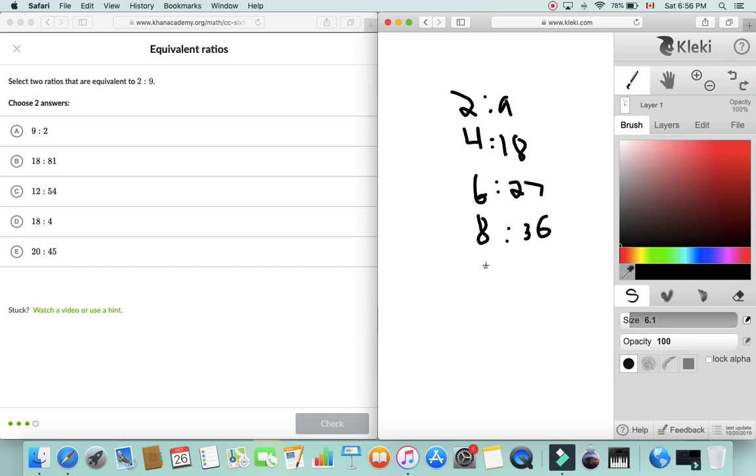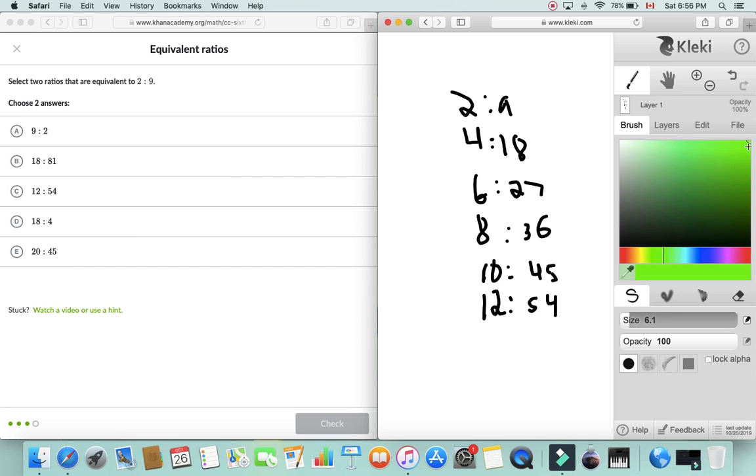Why am I keep messing up? 10 to 45. 12 to 54. I'll stop here. I'll see what I get. So it's obviously not A. Order matters. It's obviously not B. Wait, is it?